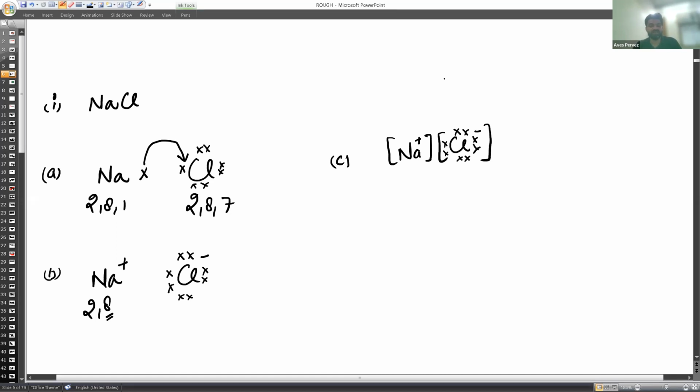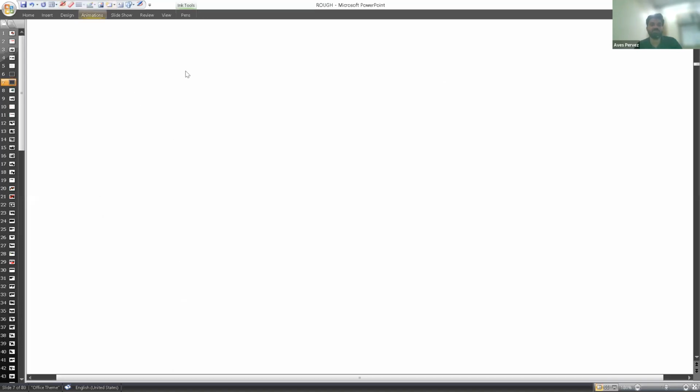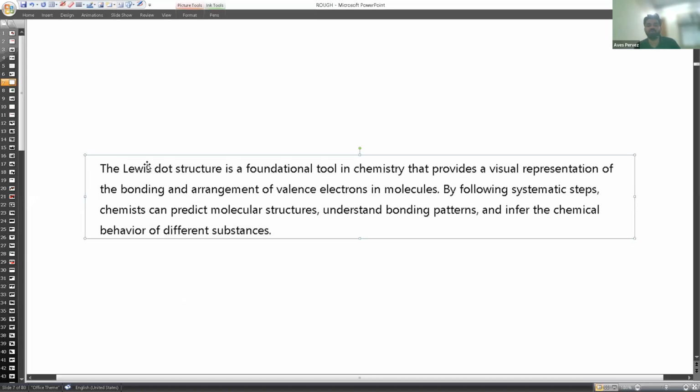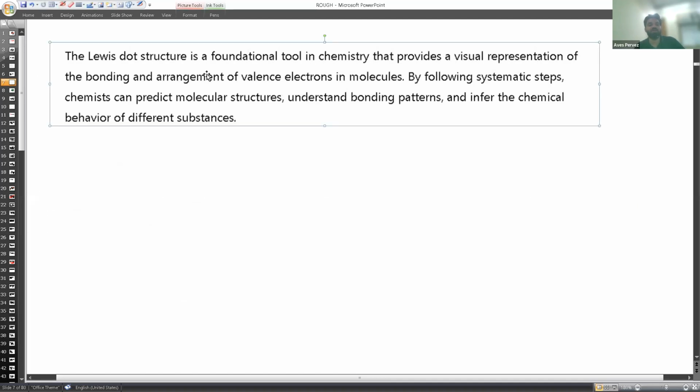We can simply say that the Lewis dot structure is generally the foundation of chemistry, showing how elements are going to bond. Why does NaCl have only the formula NaCl and not NaCl2 or something else? And why does magnesium chloride have the formula MgCl2? The Lewis dot structure is a foundational tool that provides a visual representation of bonding and the arrangement of valence electrons in a molecule. By following systematic steps, chemists can predict the molecular structure, understand bonding patterns, and infer chemical behavior in different structures.